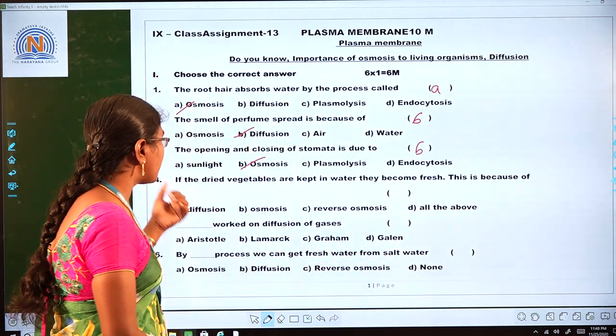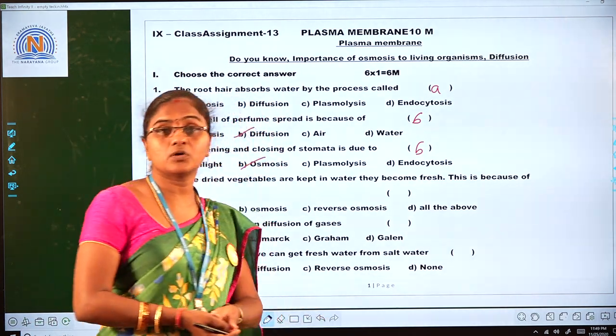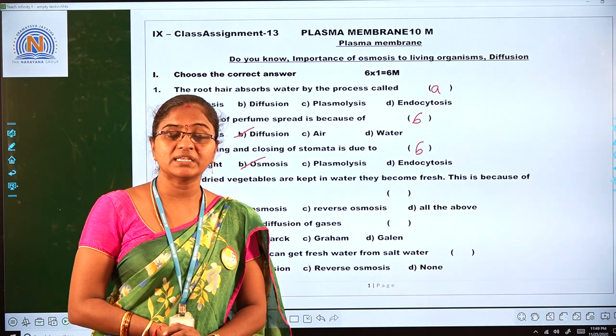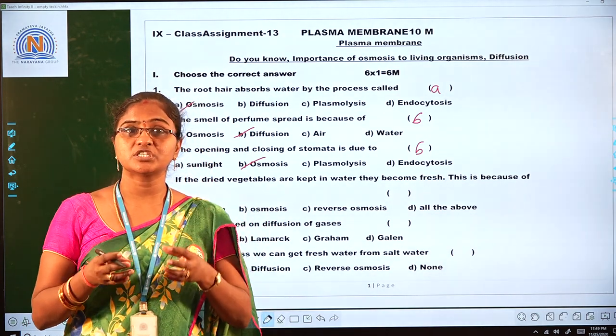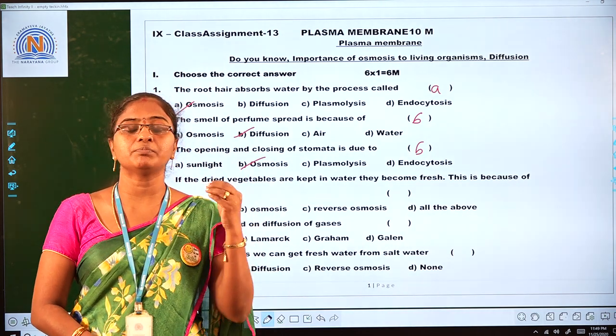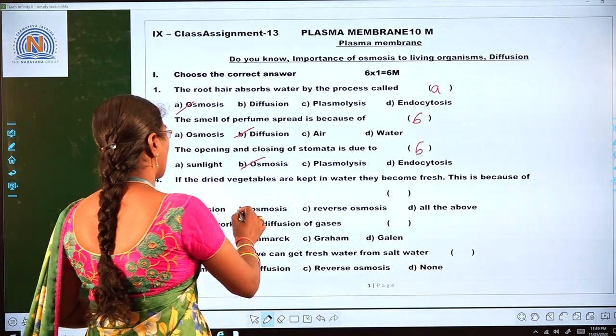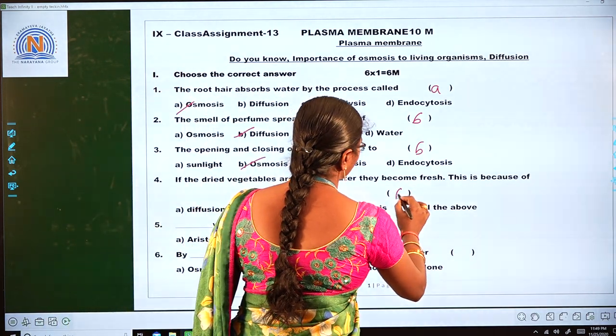And next, if dried vegetables are kept in water, they become fresh. This is because of. It is a very common experience in our house. If the vegetables or fruits dry, we will keep them in the water. Immediately they will be fresh. By which process? By a process called osmosis, option B.